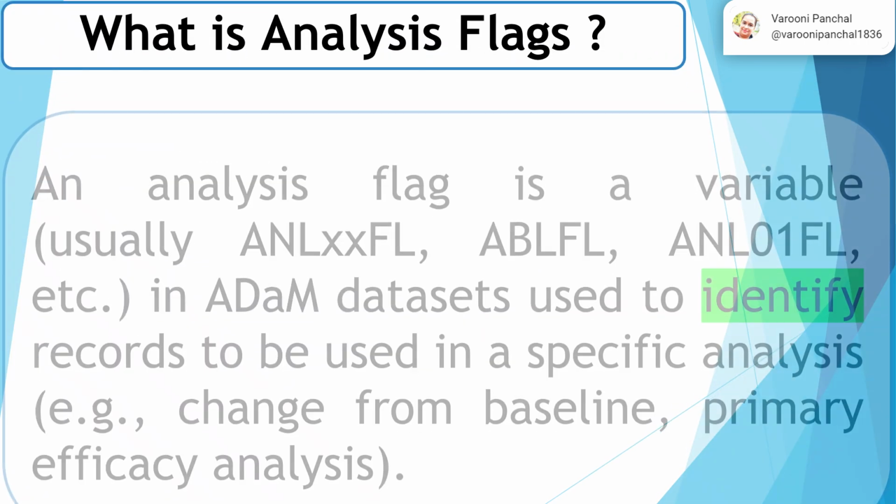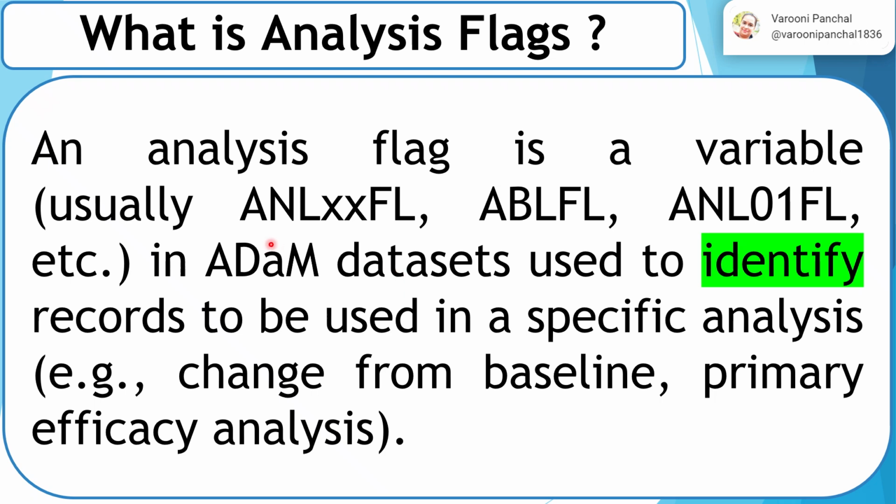What is an analysis flag? An analysis flag is a variable usually denoted by ANLxxFL. Now, xx you can replace by, say, 01, 02, 03. You can give any kind of numbering, or if it's a baseline flag, you can use ABLFL, right? So this is the baseline flag. All those records which are related to the baseline, that will be used for the analysis purpose in the tables, listings and figures, those will be flagged as ABLFL, that is a baseline flag.